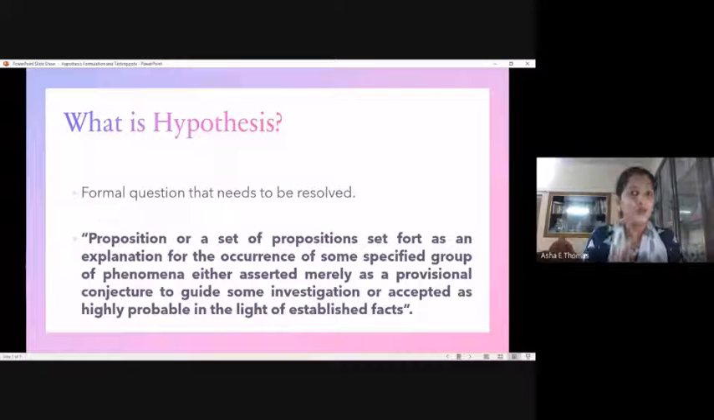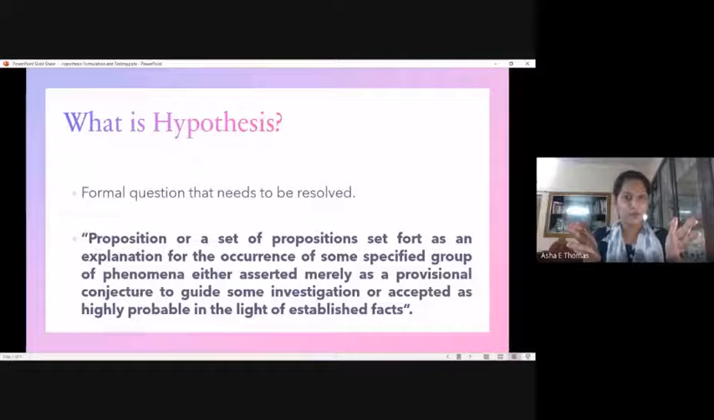But when we actually go into the formulation of hypothesis for a serious research study, you really have to understand the second part, which I have put in bold. That is, hypothesis is a proposition or a set of propositions set forth as an explanation for the occurrence of some specified group of phenomena, either asserted merely as a provisional conjecture to guide some investigation. So that's a keyword, to guide some investigation, or accepted as highly probable in the light of established facts.